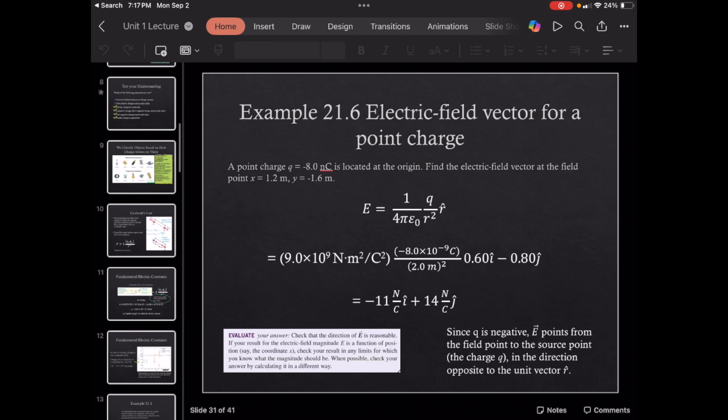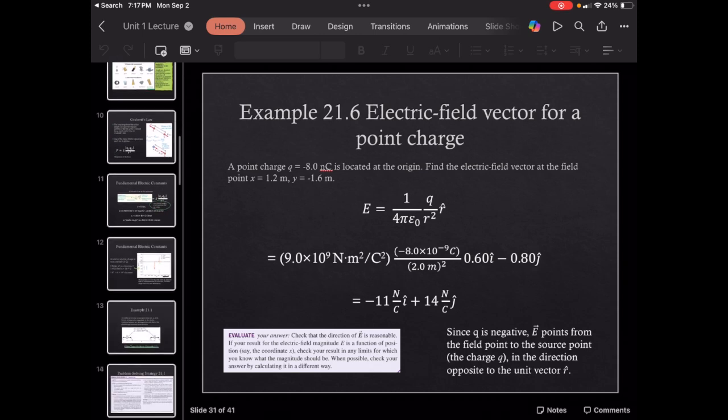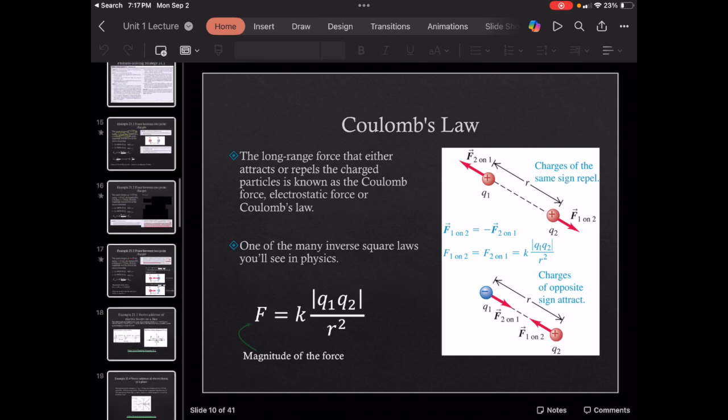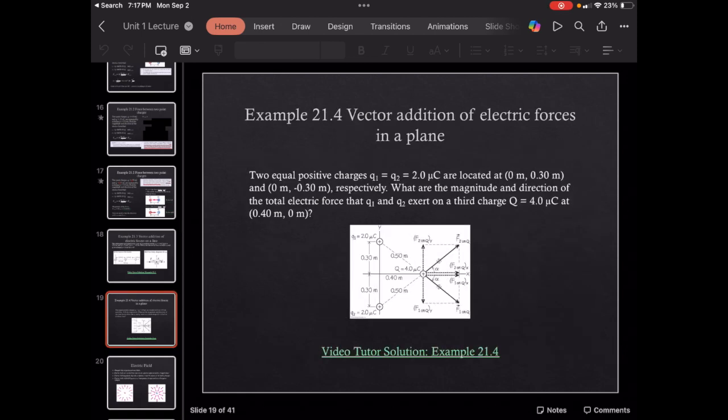So where we left off was we looked at what charge was. We looked at what happens when two charges are near each other and the forces that are exerted on one another due to the other. That's given by Coulomb's law, right? And we saw that opposites attract, like charges repel. We did some examples. We added some vectors together in example 21.4, where we had 3 charges and we were adding up the force Q1 on Q3 plus Q2 on Q3.